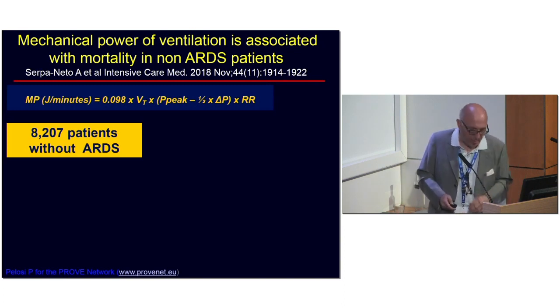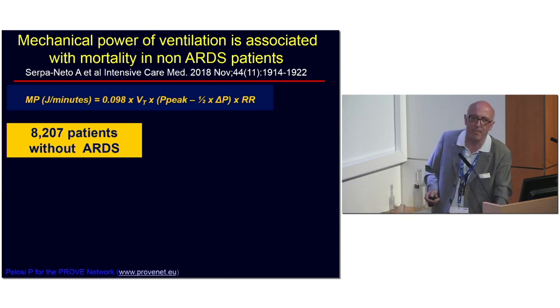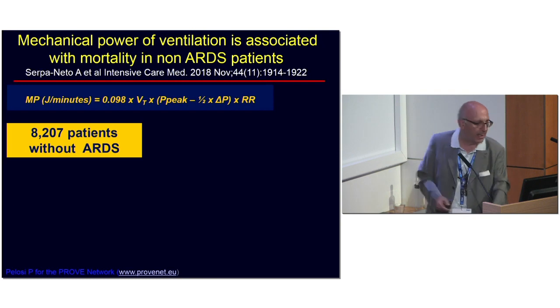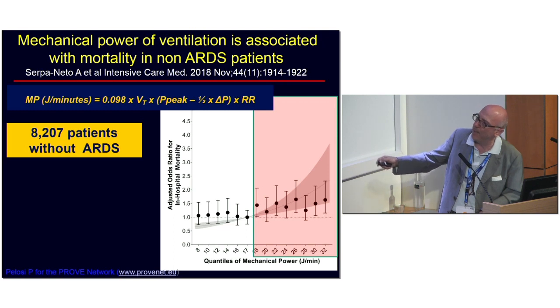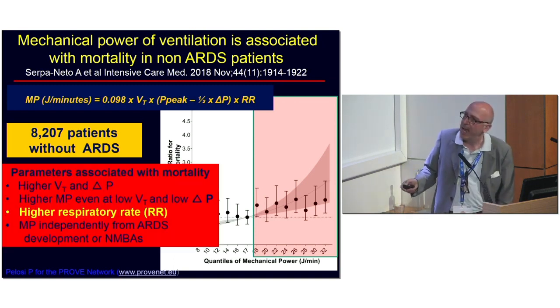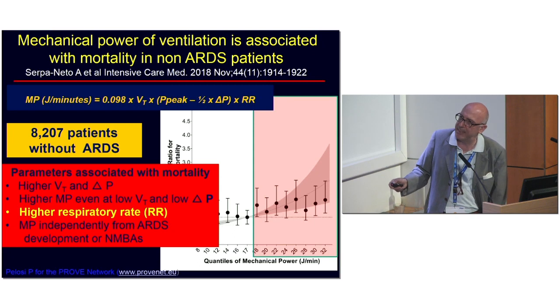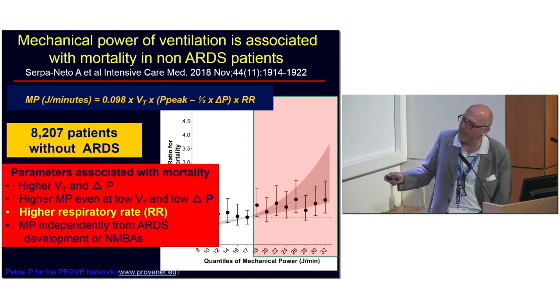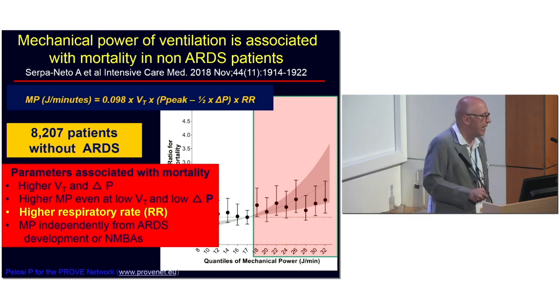There are some data, these are not randomized data, but clinical data. This is the first study we performed on more than 8,000 patients, mainly non-ARDS patients. We calculated mechanical power according to the formula that I showed you. And we found that when mechanical power was higher than 17, there was an association, again not randomized, just an association, with mortality. And interestingly, this was caused by higher tidal volume and driving pressure. And even when higher mechanical power was due to low tidal volume and low driving pressure, but likely high respiratory rate, we had an increase in mortality.